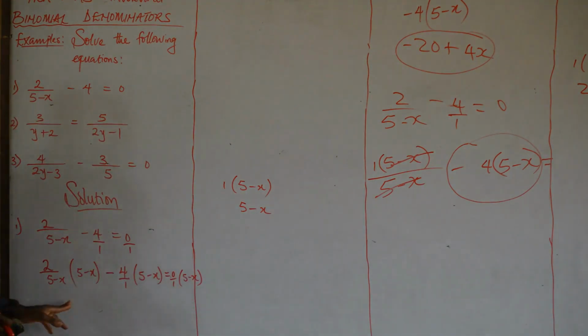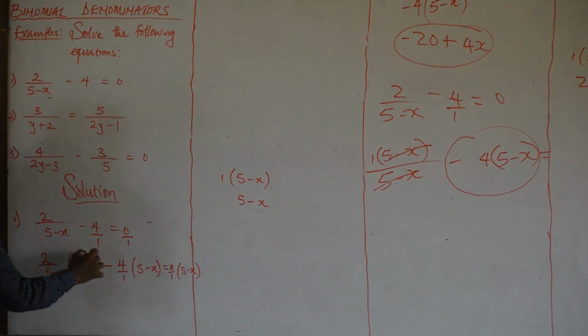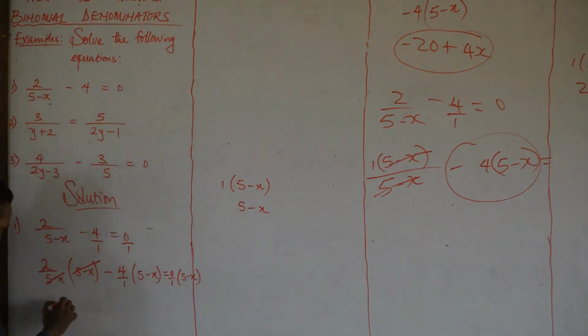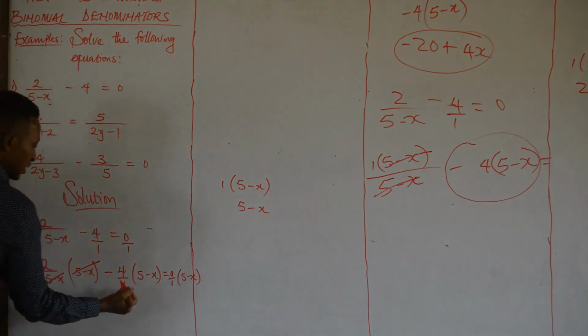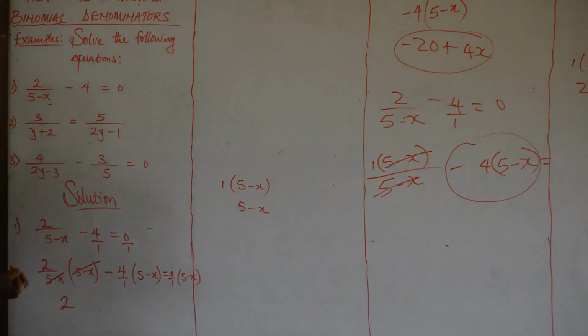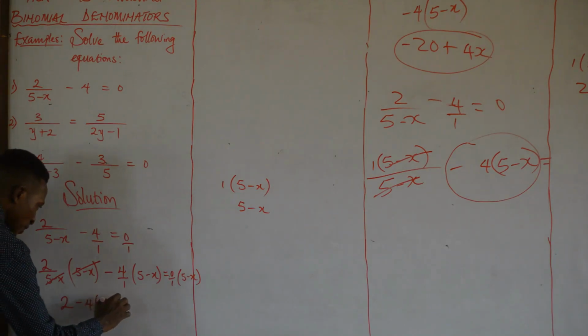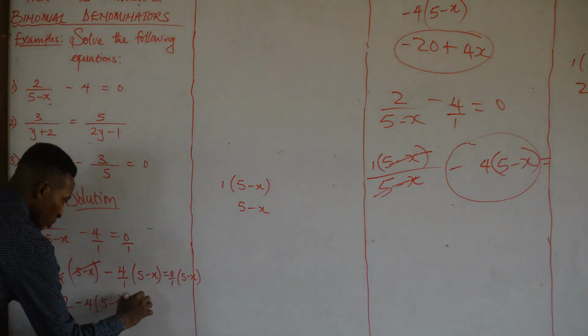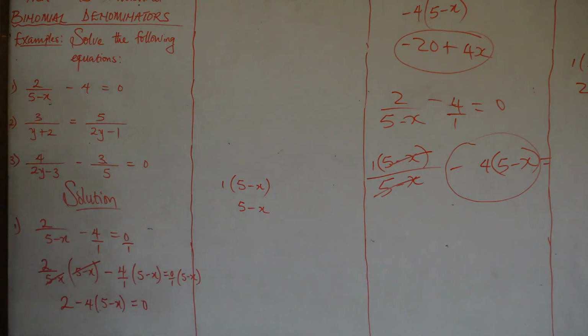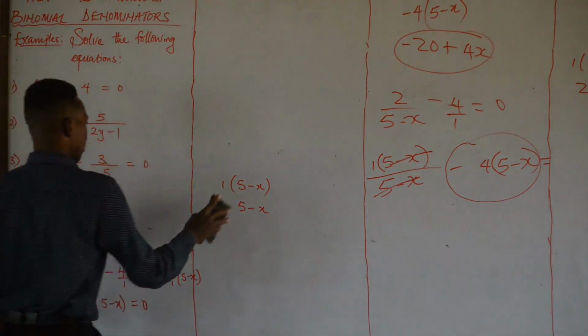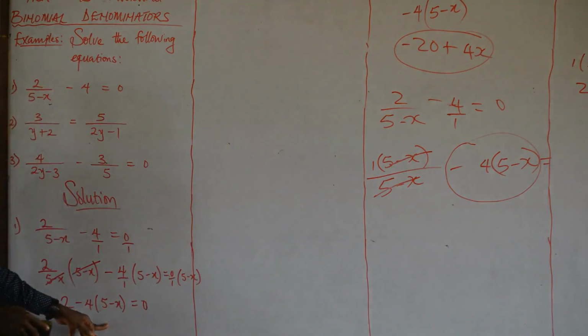Now, after doing that, you now start cancelling out. When you cancel out, it will be easy for you. This cancels this, you are left with 2. Now, in this case here, minus 4 all over 1 is still the same thing as minus 4. So we have minus 4 into bracket 5 minus x equals 0, because 0 will multiply everything there to give you 0. Now, from that, we can open the brackets that we're having in the middle here.